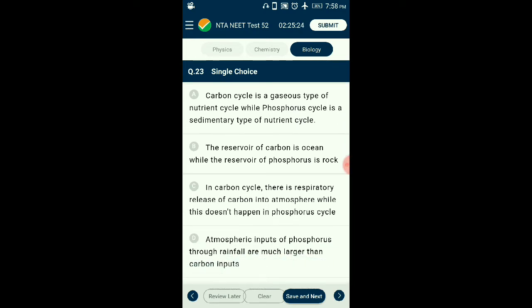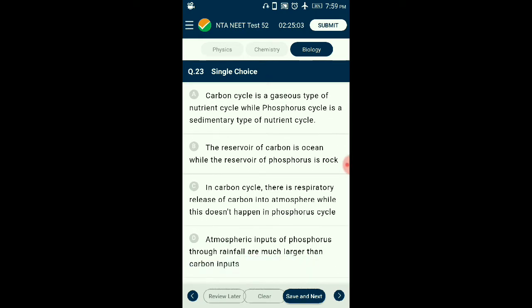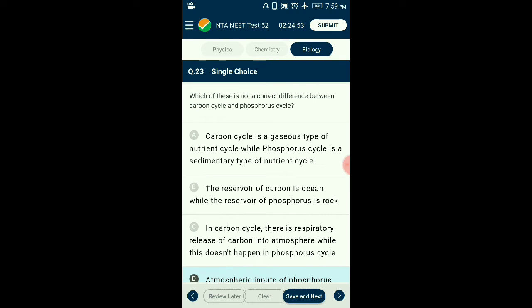The natural reservoir of phosphorus is rock, which contains phosphorus in the form of phosphates. Unlike the carbon cycle, there is no respiratory release of phosphorus into the atmosphere. Atmospheric inputs of phosphorus through rainfall are much smaller than carbon inputs. So the answer for this question is option D. Atmospheric input of phosphorus through rainfall being much larger than carbon input is the incorrect statement; the correct difference is that it is much smaller.